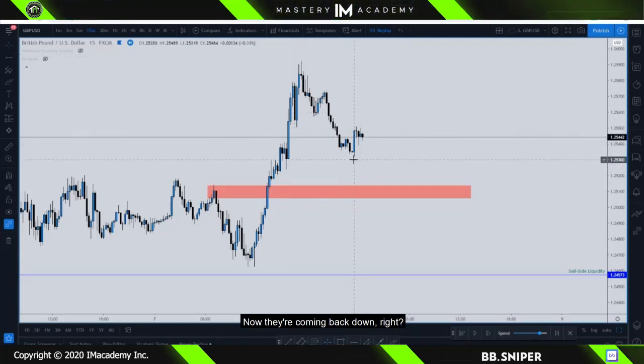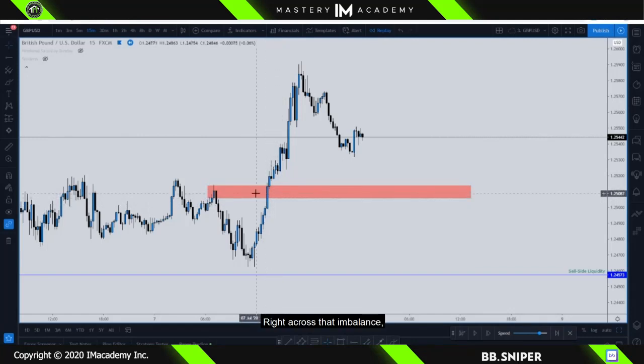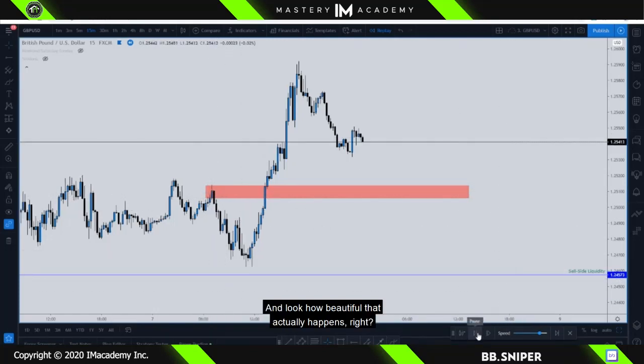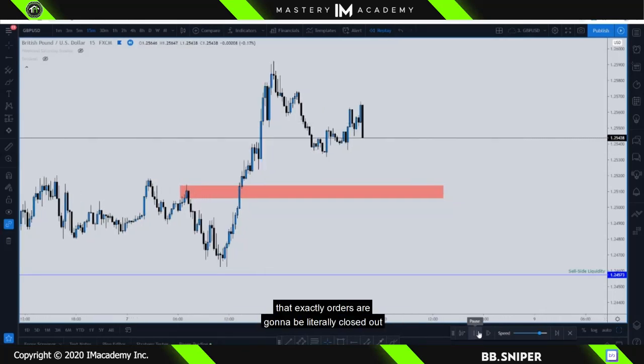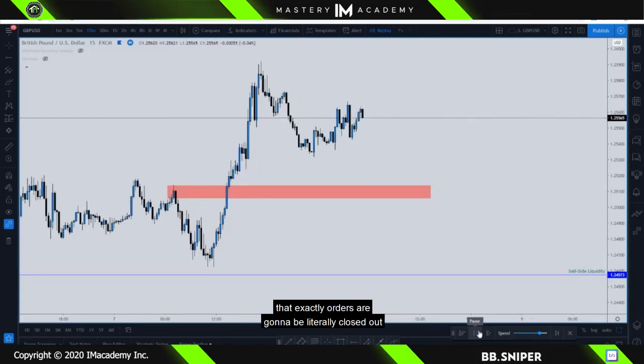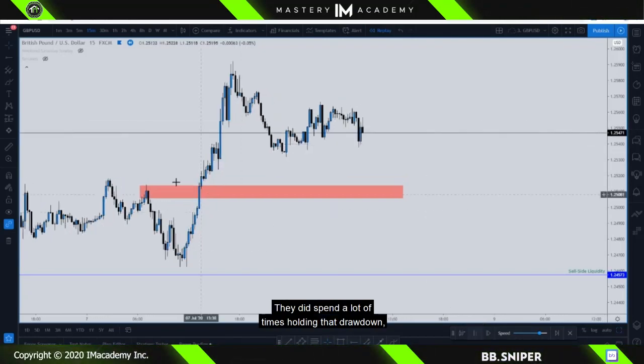Now they're coming back down, right? And inside of this range, you can see that they have some sort of bullishness kicking in, but they want something else. And that something else means this imbalance, but not just this imbalance. Right across that imbalance, this candlestick over here is actually hidden. This institutional candlestick is what they're after, because those orders down over here are in drawdown. And look how beautiful that actually happens, right? When they're coming back down, exactly those orders are going to be closed out in a break-even scenario.